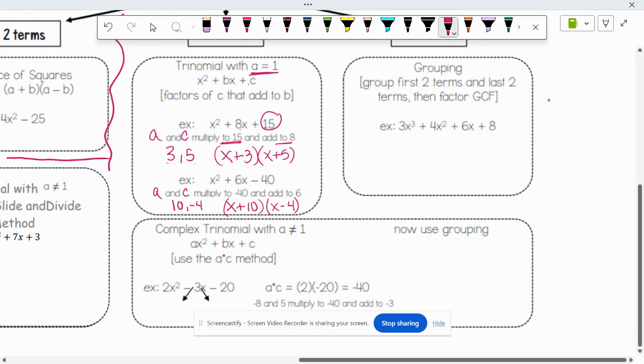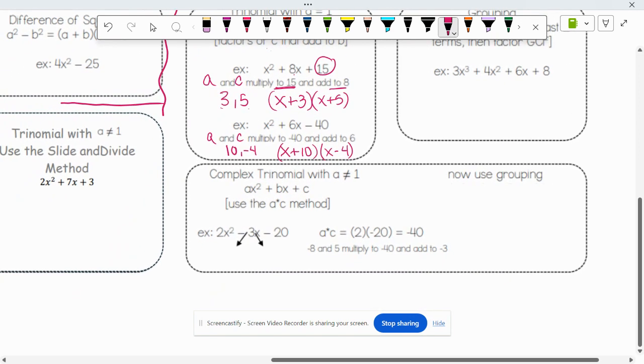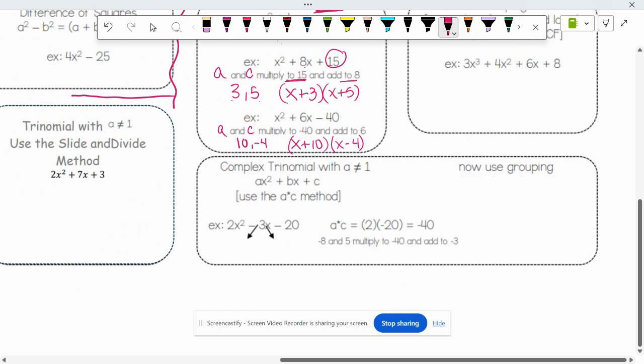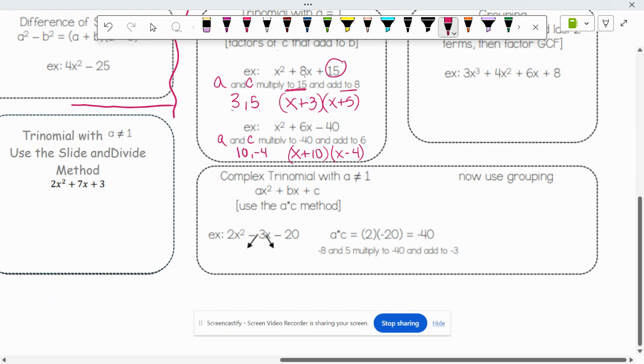If you have 3 terms and it's complex, A doesn't equal 1. What methods can you use? Well, you can use slide and divide. You can use the AC product method and use grouping. Okay. And we also learned the box. So since we have a grouping example right up here with 4 terms, I'm going to use the box for this. I'm going to right now use the box.